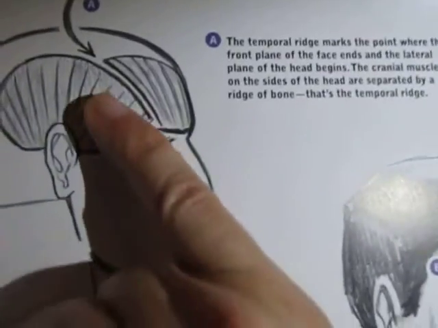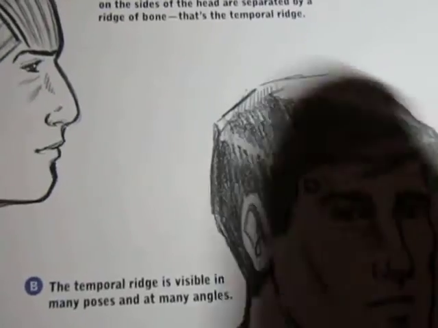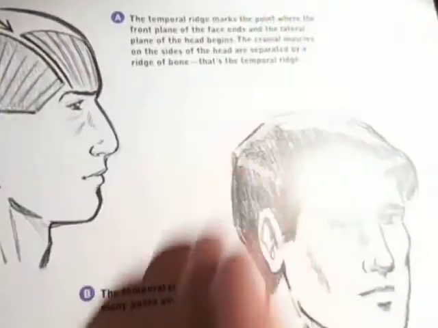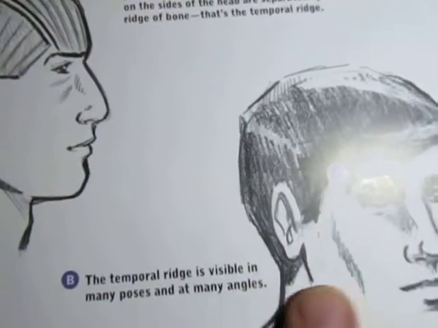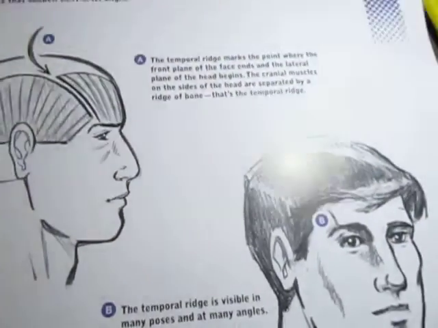So yeah, that's an interesting take on the temporal ridge. Try it out, test it out. You can do it from a front straight on shot or an angle. It's visible in many poses and at many angles. There you go. There's your 10-second homework right there.